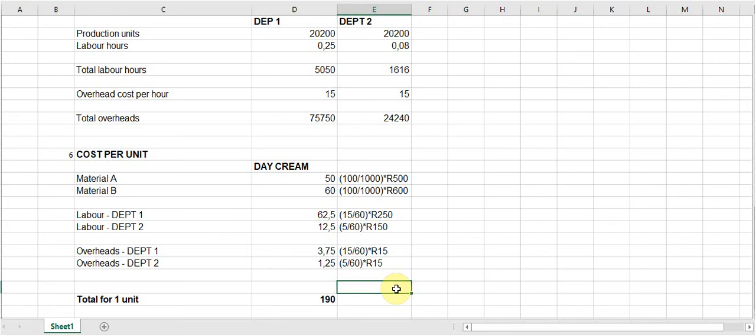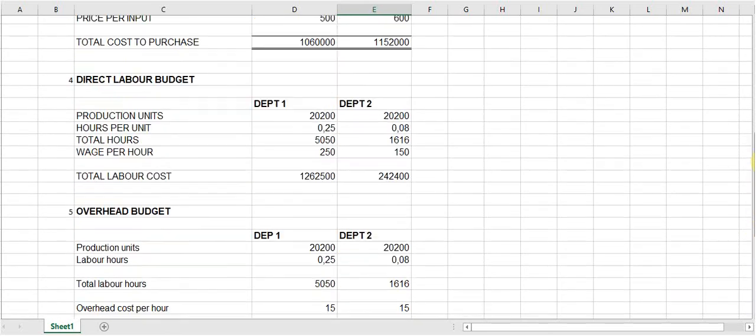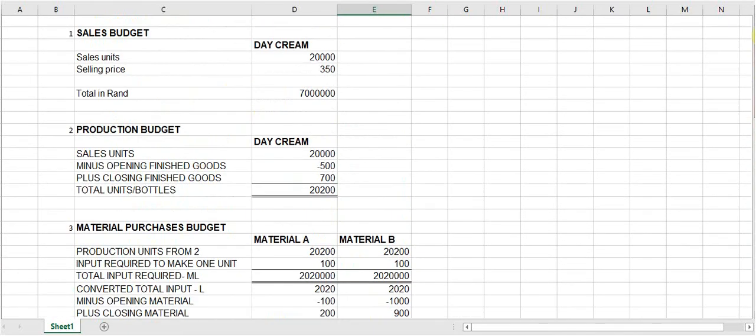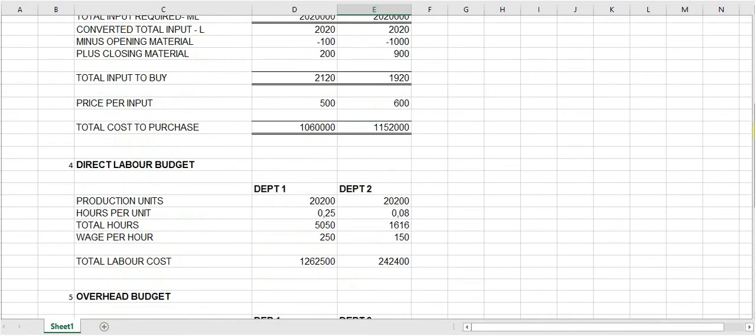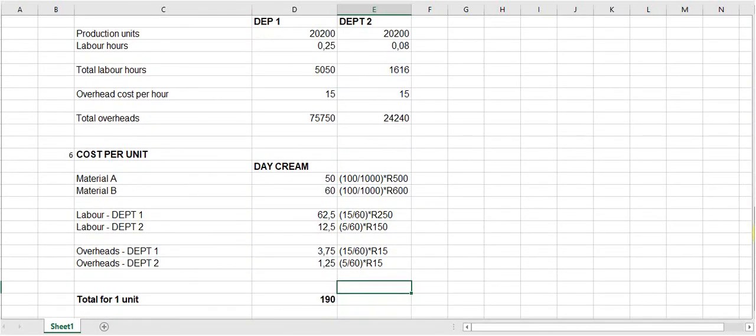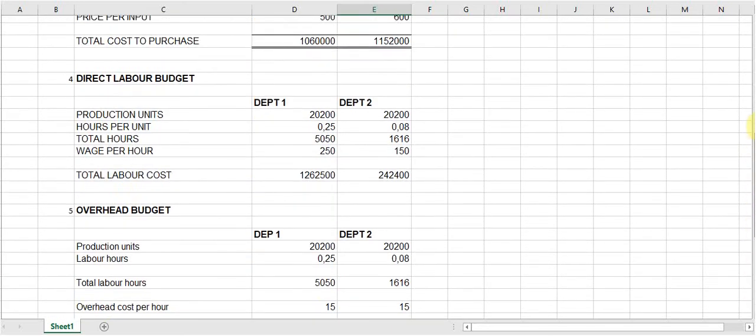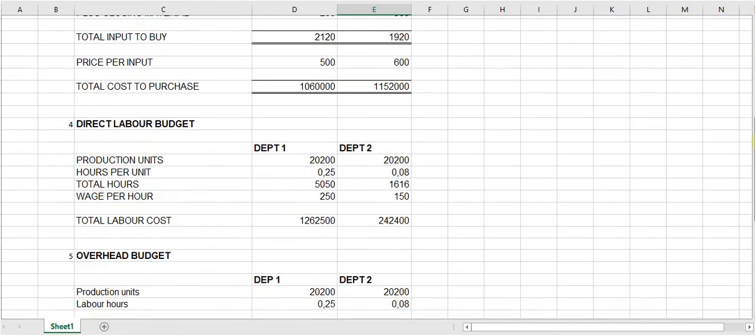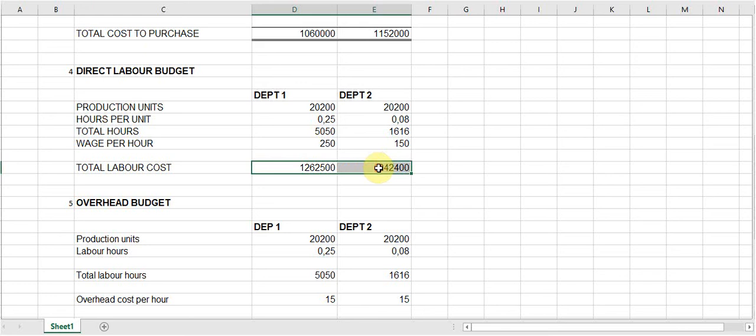All right, I hope that you have enjoyed this explanation. And this is now a holistic look at all the possible budgets that can be asked. So it's the sales budget, production budget, material purchases, direct labor, overheads, and the cost per unit calculation. These are the 6 things that can be required of you to do. As you can see, if you know your templates, you should be fine.